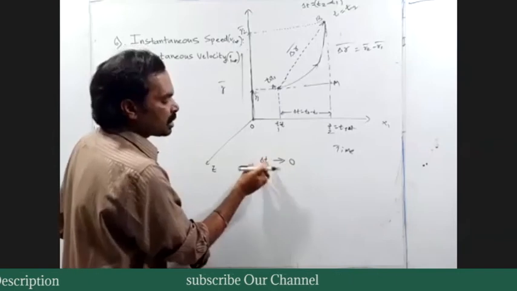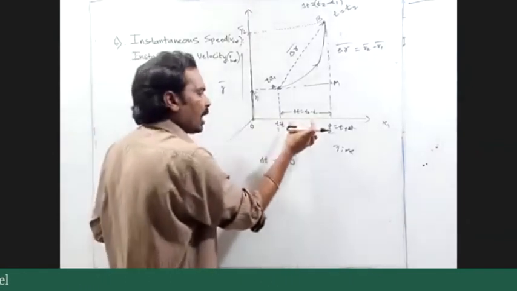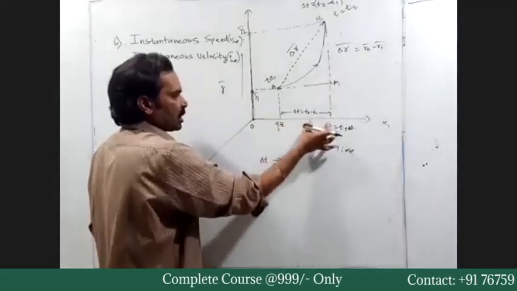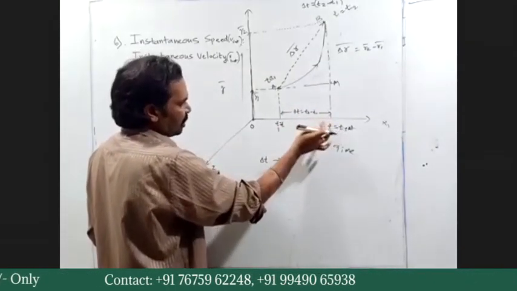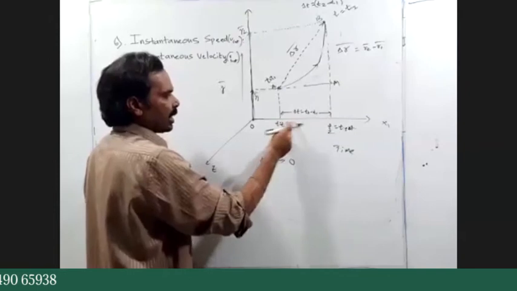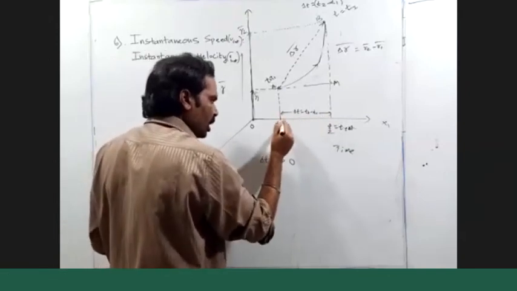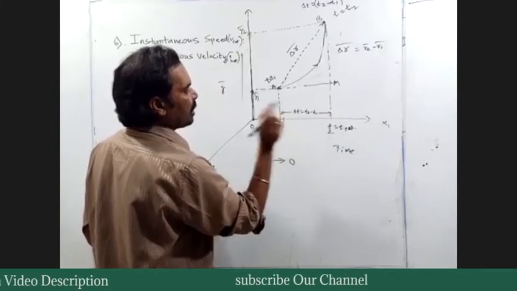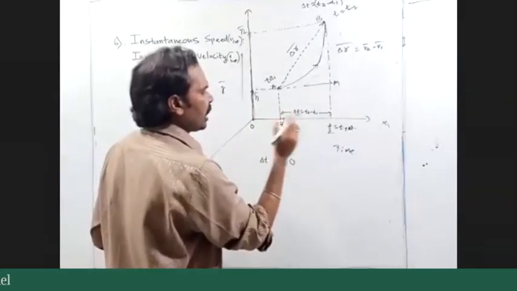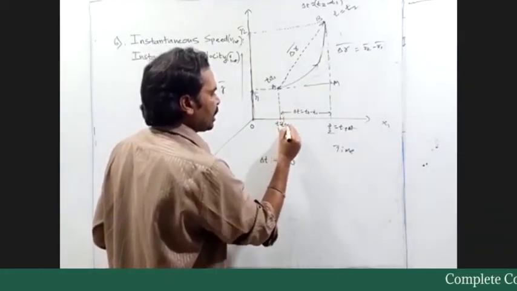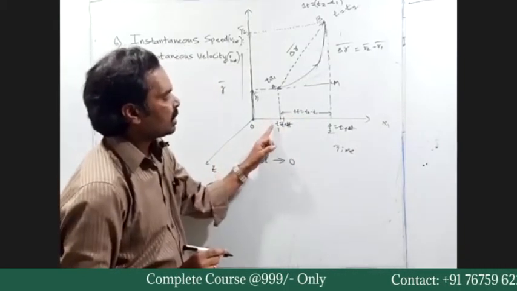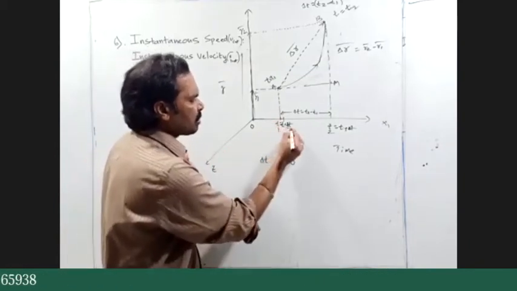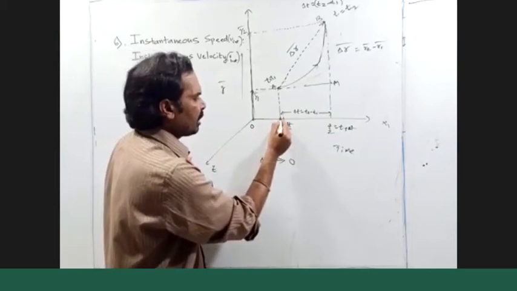This means we can reduce the time interval to as small a value as possible. When I am reducing this time interval T2 toward T1, I can reduce T2 to only T1, with a very small time interval. I take a very small time interval, that is dt, at the instant t only.